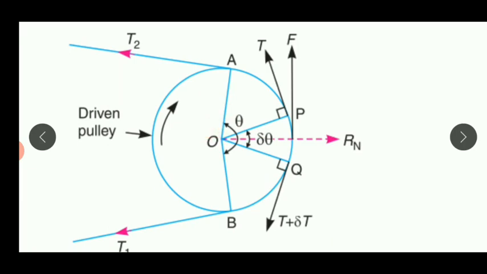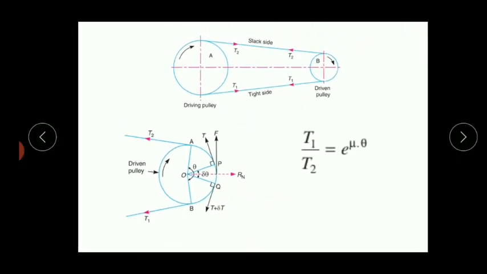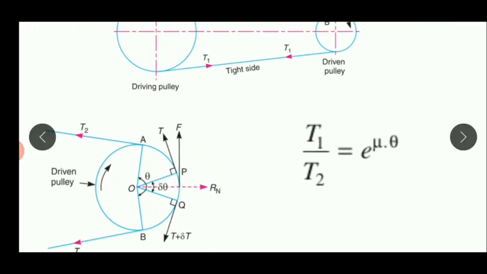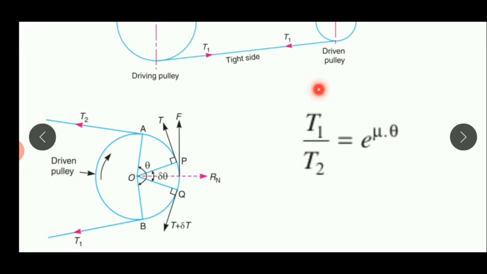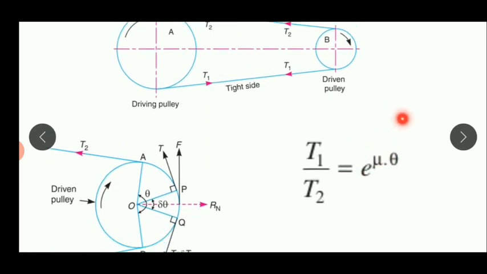That is the angle traced by the belt at the center of the pulley, that is called the angle of lap. It may be less than 180 degrees or it may be more than 180 degrees. And one thing you should remember, the units: T1 is tension and T2 is also tension, so their unit must be in newtons. Mu is the coefficient of friction, and you already know that it's a unitless quantity, and theta is the angle of lap.